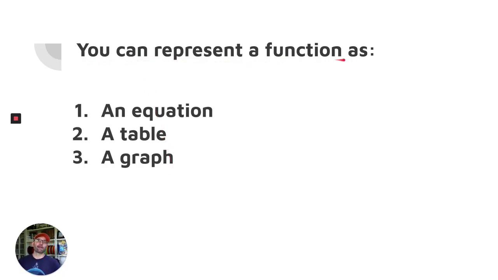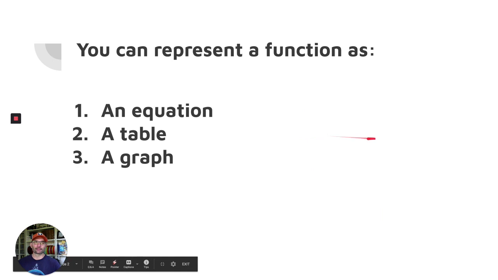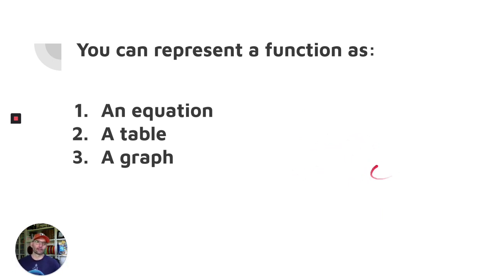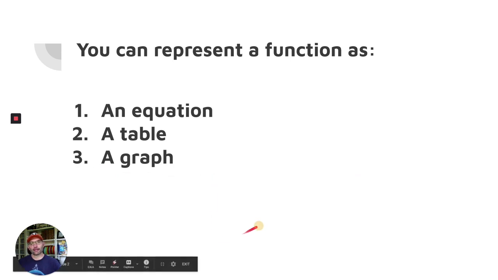So you can represent a function as an equation, a table, and a graph. So an equation is something just like y equals x plus 3, right? That would be an equation because that has an equal sign in it. A table, you've seen that with the box and the lines, and you have if x is 1, y is 3, if x is 2, y is whatever. And then a graph, you've seen that where you just basically are graphing the table.